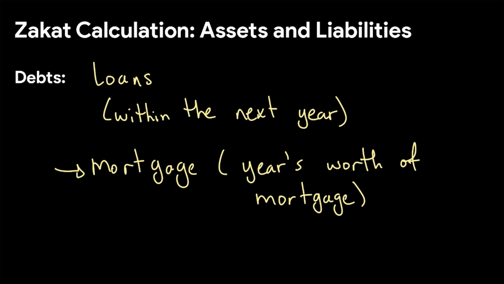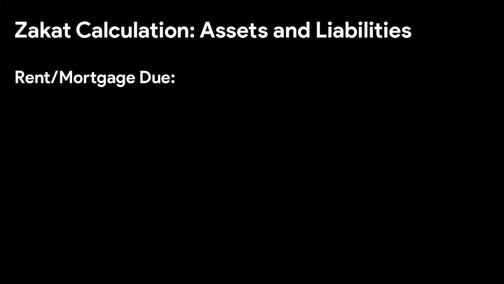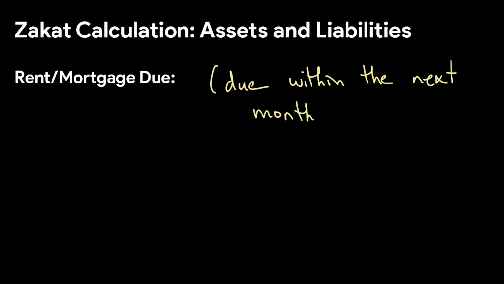So you can deduct the year's worth of mortgage from your zakat calculation, as it basically is a short-term loan or a debt. So the next category is rent mortgage due, very similar to this previous category. So only rent or mortgage that is currently due, so due within the next month. This can be deducted when you're calculating zakat, but a full outstanding mortgage amount is not deducted. So this is just short-term rent or mortgage that is due.